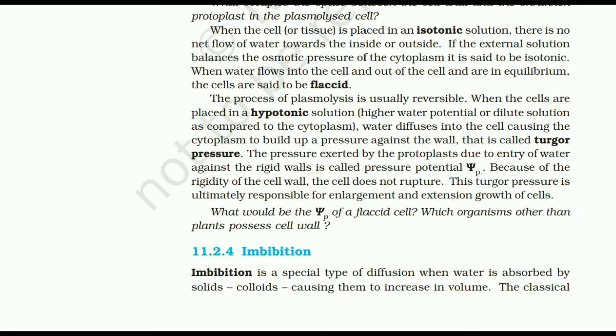When the cells are placed in hypotonic solution, or dilute solution as compared to the cytoplasm, water diffuses into the cell, causing the cytoplasm to build up a pressure against the wall that is called turgor pressure. The pressure exerted by the protoplast due to entry of water against the rigid wall is called pressure potential, psi p. Because of the rigidity of the cell wall, the cell does not rupture. This turgor pressure is ultimately responsible for enlargement and extension growth of cells. What would be the psi p of a flaccid cell? Which organism other than plant possesses a cell wall?